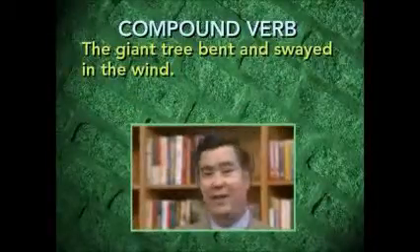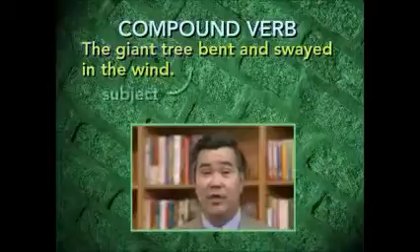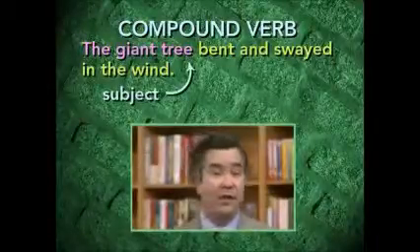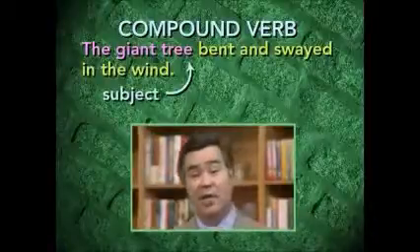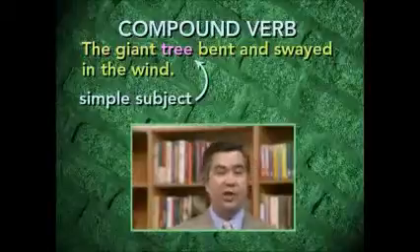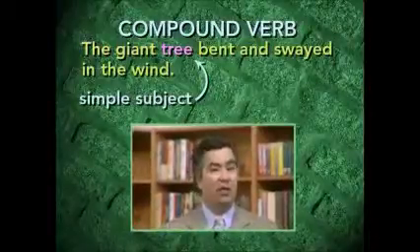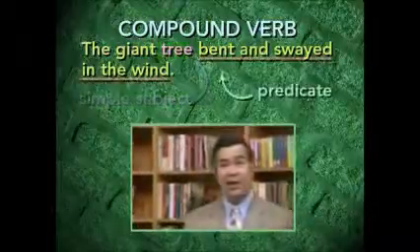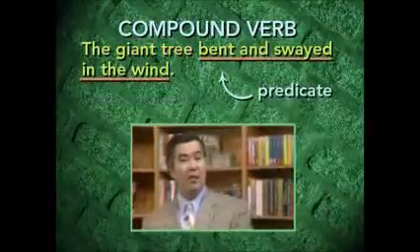What's the subject in this sentence? The answer is the giant tree. That's what the sentence is about. Is there a one-word simple subject? Yes, it's the word tree. The other words, the giant, are there to tell you more about the tree, to describe it a little bit. Now, the rest of the sentence is the predicate, bent and swayed in the wind.